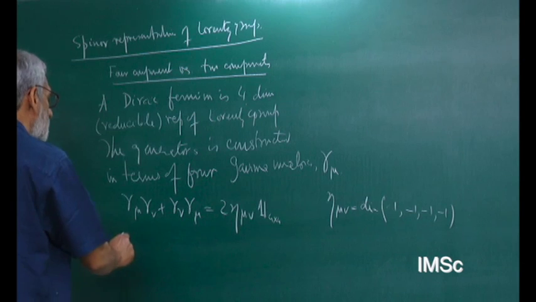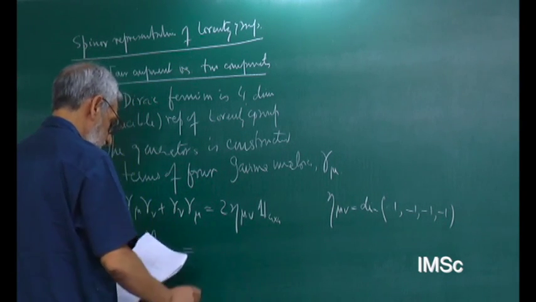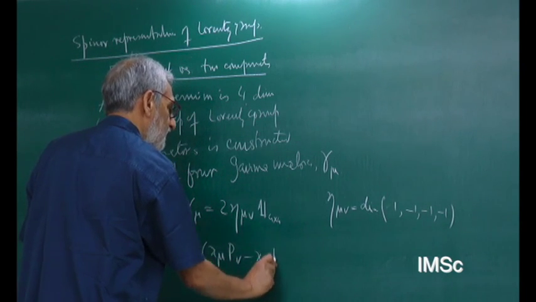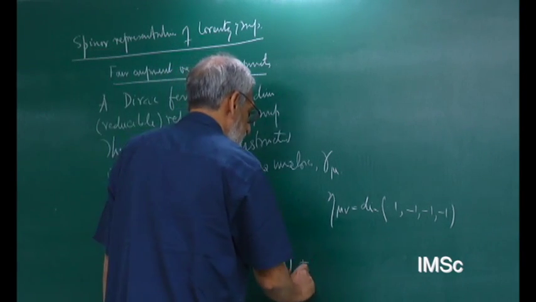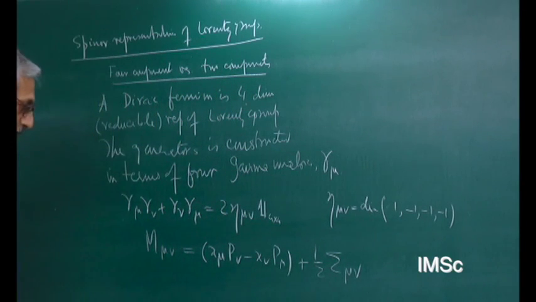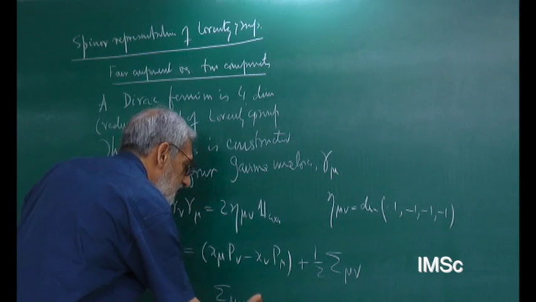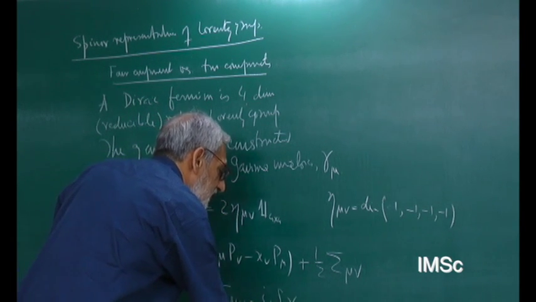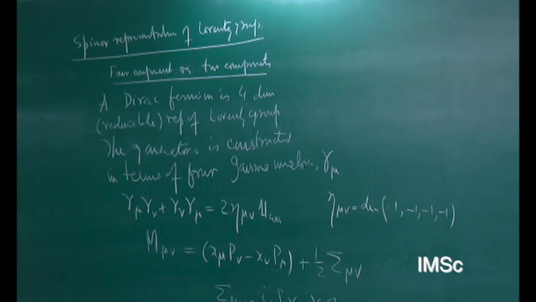And the Lorentz generators for this representation contain the orbital part plus spin part. And the spin part is given by sigma mu nu is half commutator of gamma mu and gamma nu. This is how you would have seen it.